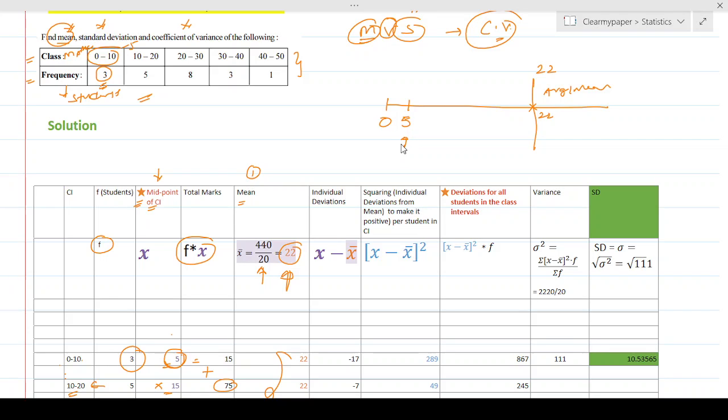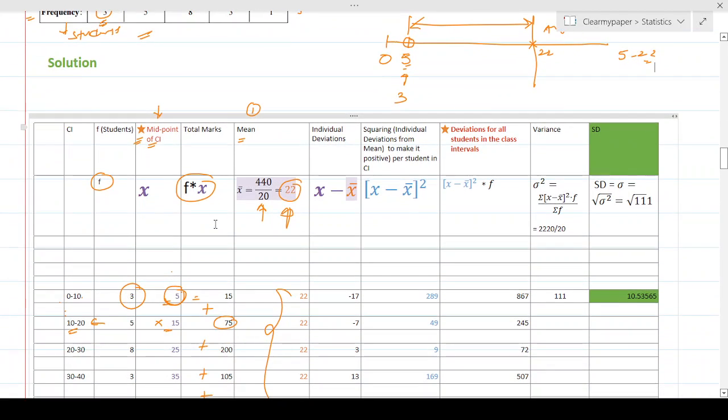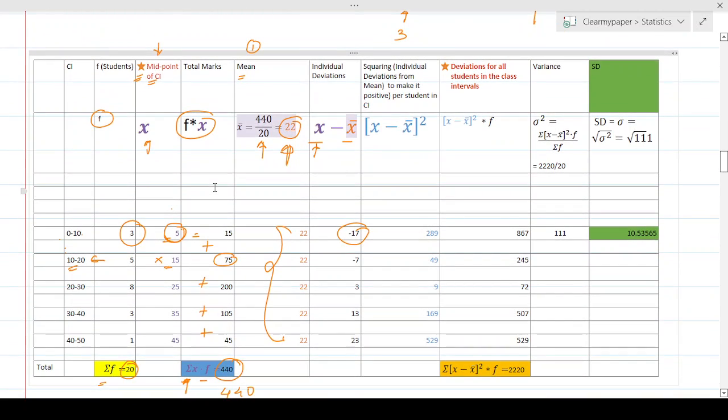For 3 students, I'm asking how far is the deviation of this particular number, this particular 5, from this particular mean. So what is the difference, on a number line, between this number 5 and 22, which is going to be 5 minus 22. That's what we're going to get here. And that's what I put here, x minus the x bar. X bar is the average, the mean 22. So that will remain the same, and x will keep changing based on this purple color. And the answer is going to be minus 17. And that's how I'm going to calculate the individual deviations for all the students.